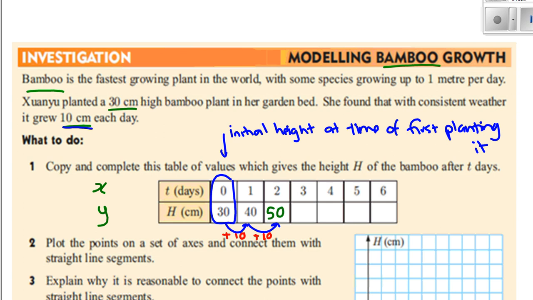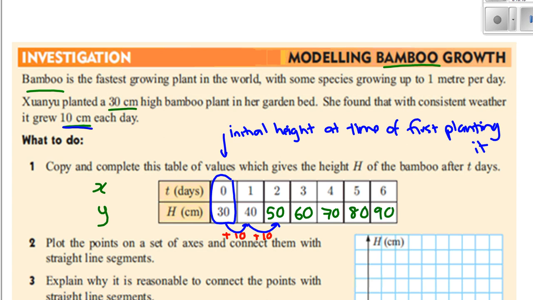Just double check in a table that we're not jumping up ahead a few days, but in this case we're not, we're just going up 1, 2, 3, 4, 5, 6 days. So 50, what would be the next one? That's right, 10 more, 60, add 10, 70, add 10, 80, add 10, 90 centimeters.